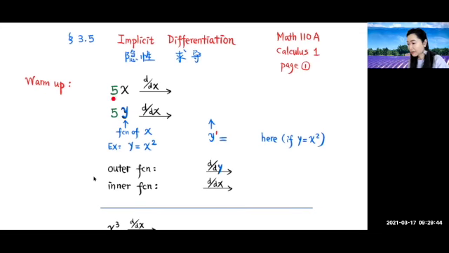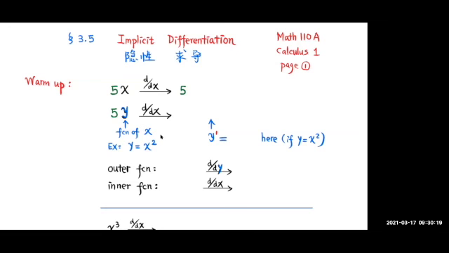Now, let's start with this function, 5x. If I differentiate 5x with respect to x, we're going to get 5. What about if the function here is 5y? Y here is a function of x, say x squared, right? So what happens when you differentiate 5y with respect to x? What should I put over here? Anyone?